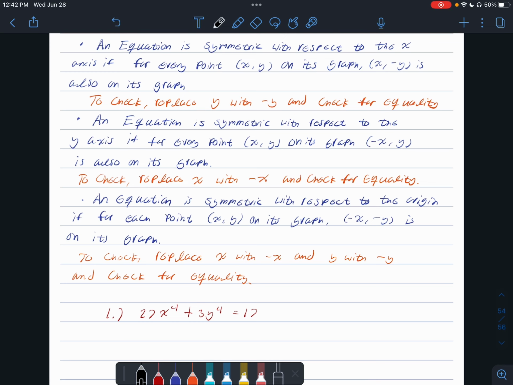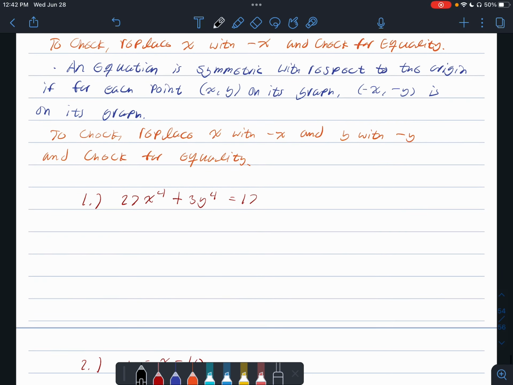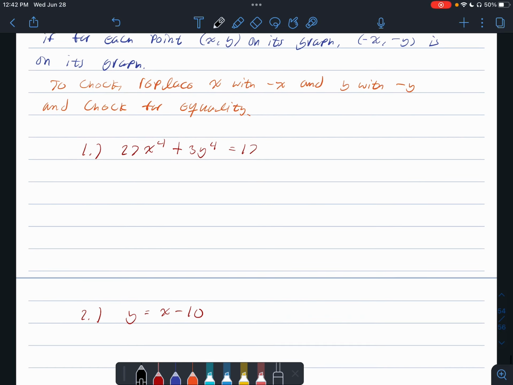Let's take a look at a few examples. Here we're given 27x to the fourth plus 3y to the fourth equals 17. Let's see if it is symmetric. I'm not going to graph this, or any of these, but we're just going to check algebraically to see if there is symmetry. You don't actually have to graph it to see if there's symmetry. We can prove it definitively using these methods.